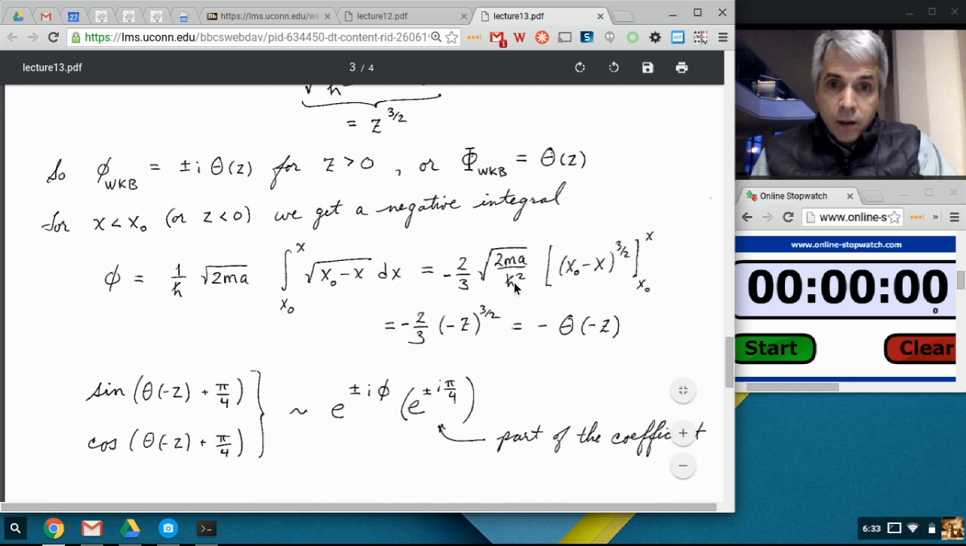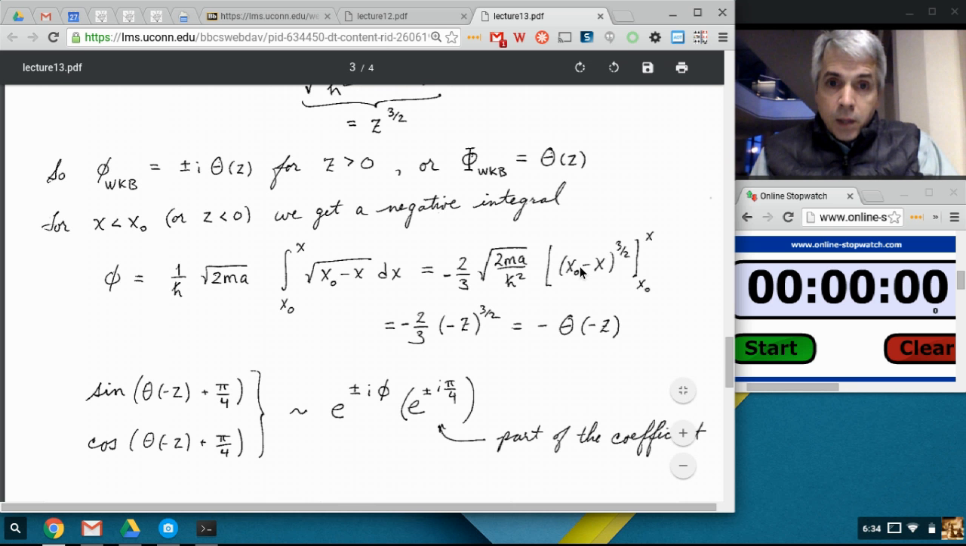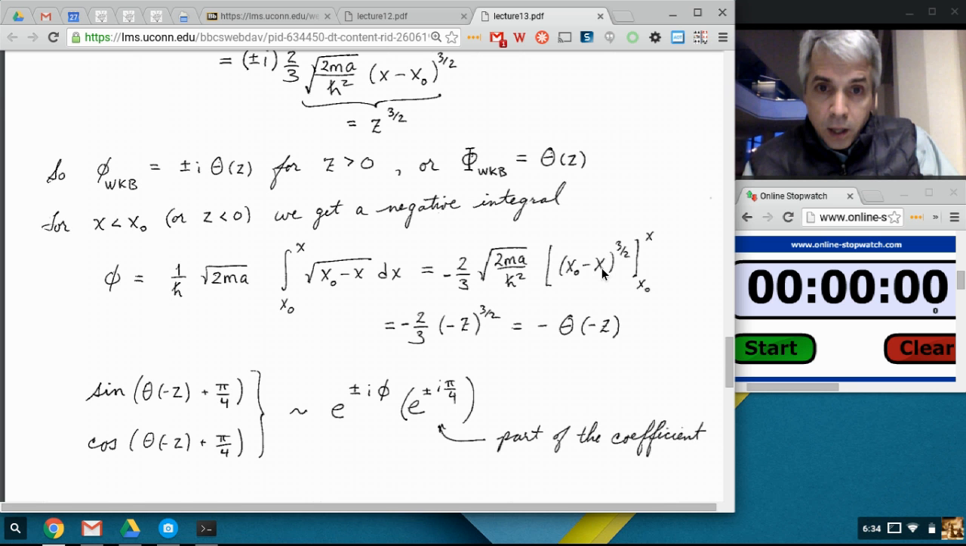Other than the negative needed to rearrange the positive ordering of the two limits, we end up with 2/3 times z to the 3/2. Just keep in mind that because this is x naught minus x, that's actually minus z. Turning that number, x naught minus x, is positive, but in this region z is negative, so turning z into a positive number requires putting a negative in front of it. So negative z is a positive number.